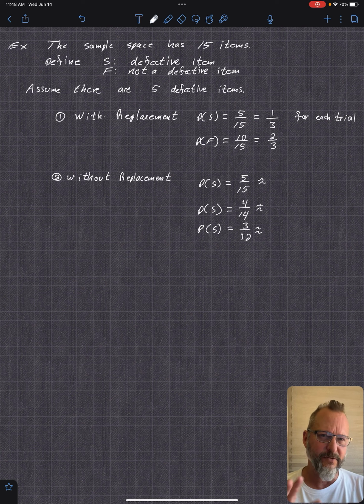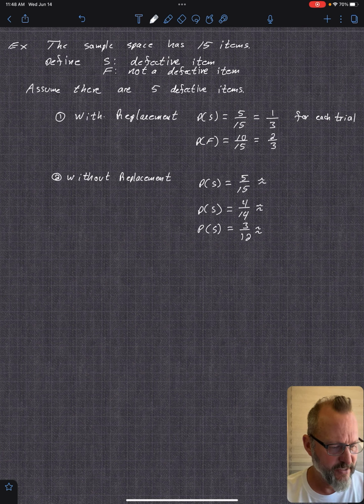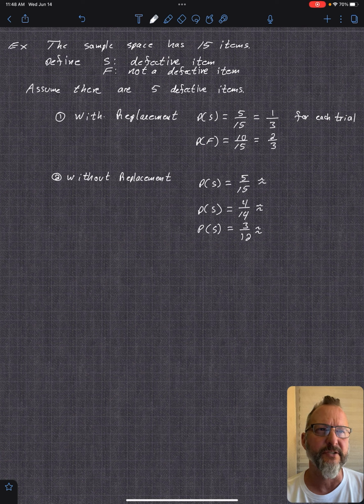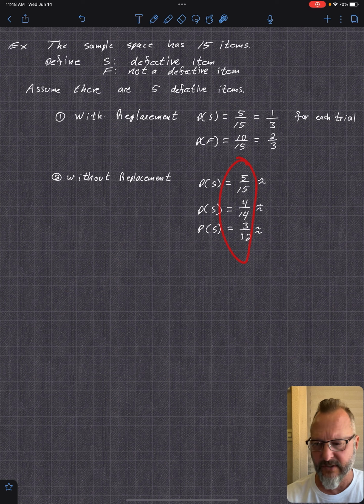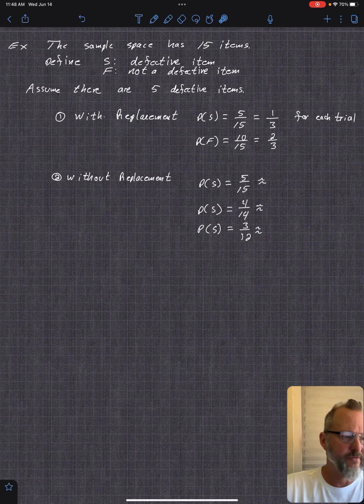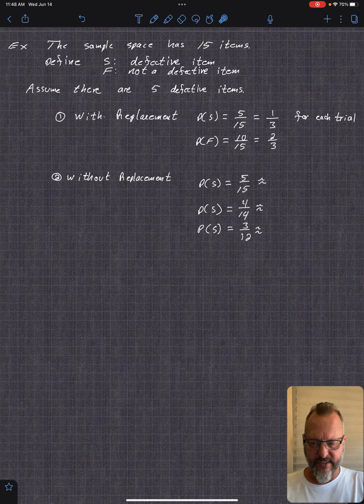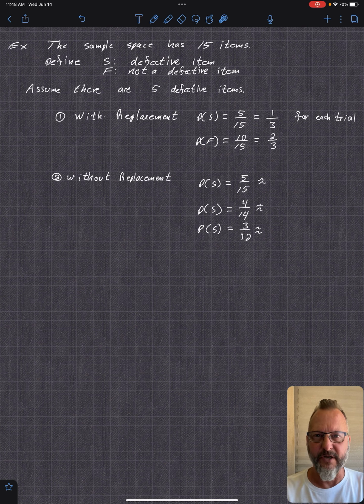So there's kind of a rule of thumb. Stats likes to do that. If you're sampling only 10% of the population, then you can still assume it's a Bernoulli trial. These fractions will be close enough. So let's see where my calculator is. Let's go ahead and do those decimals just to get a better feel of what they look like. All right, so 5 out of 15, that's 1/3.